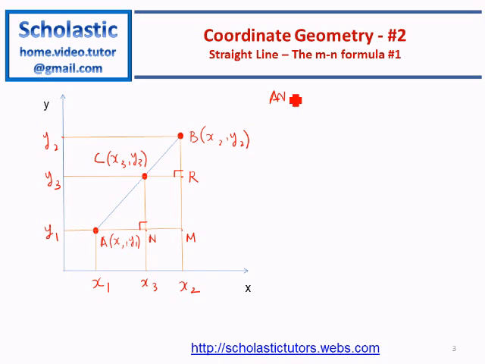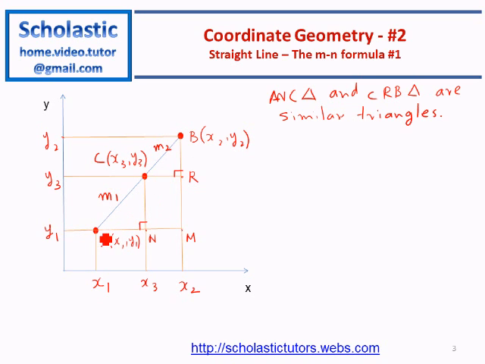ANC triangle and CRB triangle are similar triangles. So if they are similar triangles, what we can see is that the ratio from AC is given as M1, CB is given as M2.